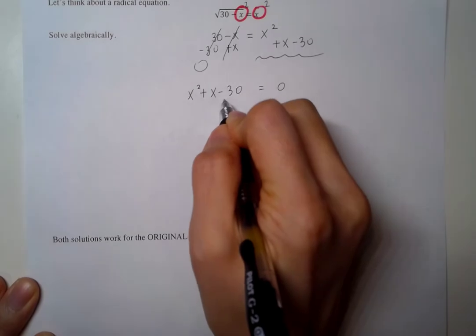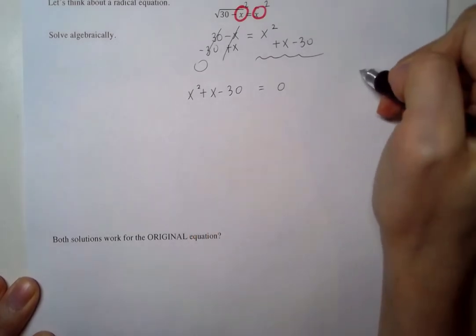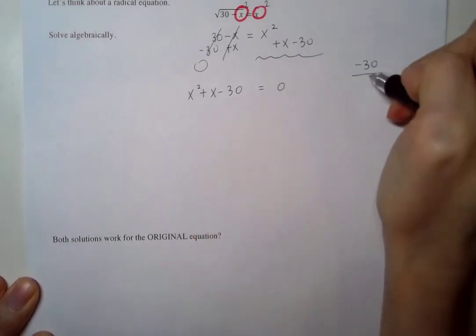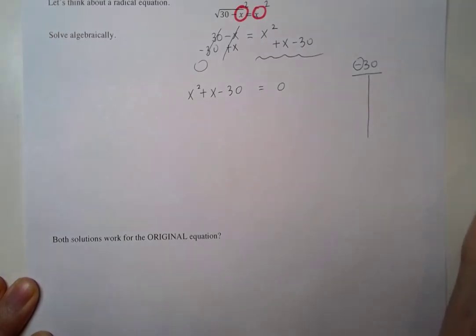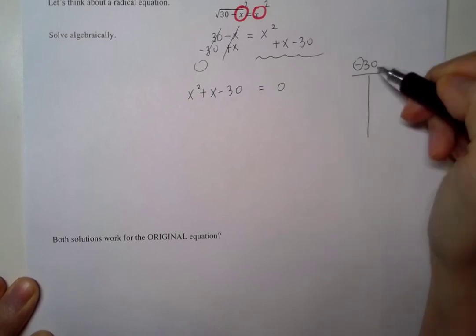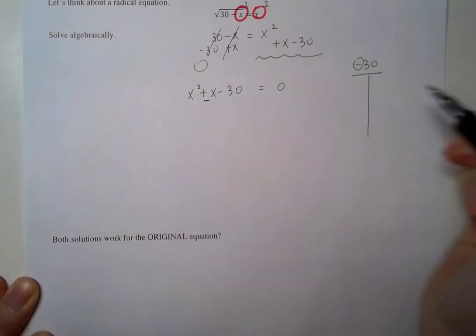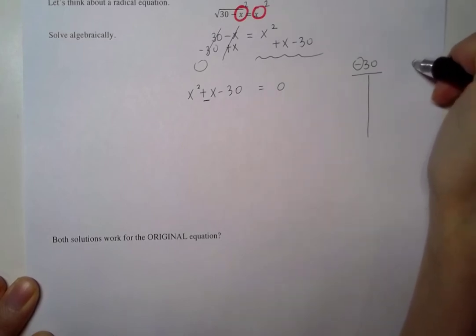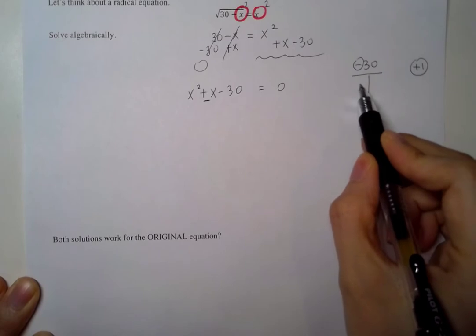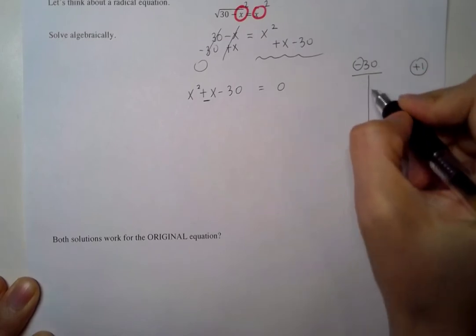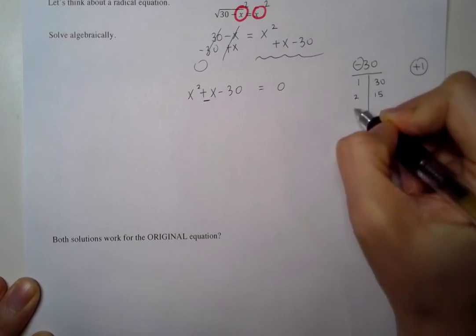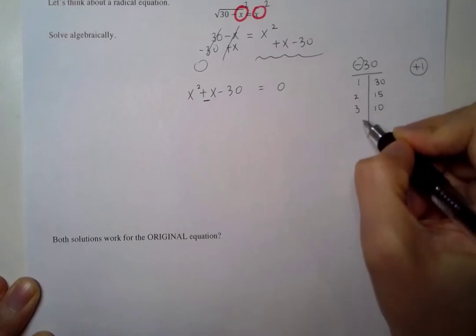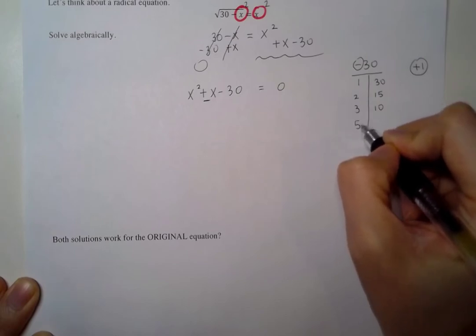So I got negative 30, right? Let's break it down, negative 30. You see negative, that means we will subtract the numbers. We will find the difference, all right? And then I want to get positive 1 by subtracting these 2 numbers, okay? So let's do it. 1 and 30, 2 and 15, 3 and 10, 4 does not work, 5 and 6.